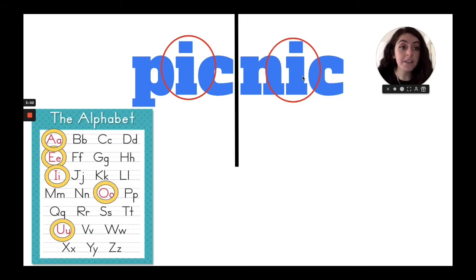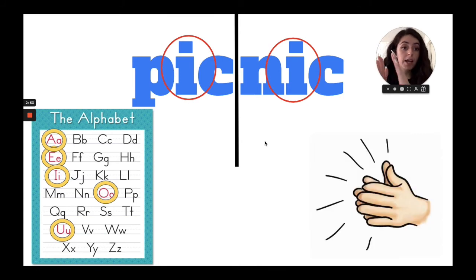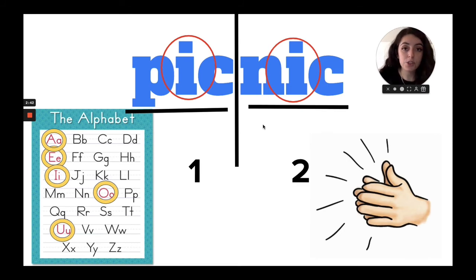Pick. And then this I is also trapped between the N and the C. So it's going to say nick. It's going to have the short I sound. So if we use our hands, ready, picnic, ready, go. Picnic. How many times did you clap? 2 times. So we found picnic has 2 syllables. And it also makes it easier for you to write this word. So if you ever have to write picnic, you think pick, nick, you write that, picnic. So thinking about the syllables can also help you write these words.